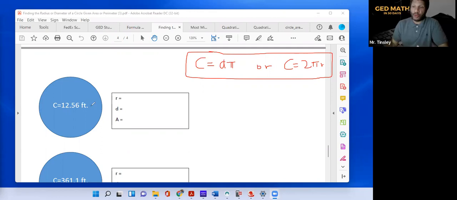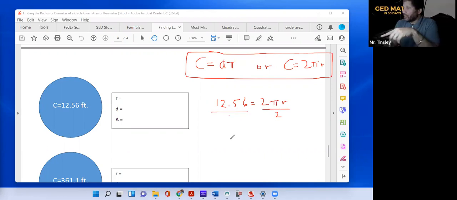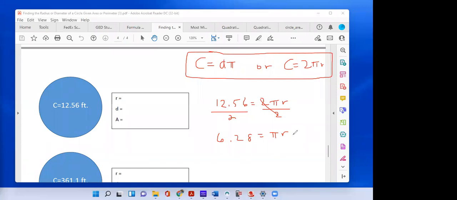So what she said was substitute 12.56 as the circumference. So 12.56 is equal to 2 pi r. Then she said divide by 2. So you divide by 2, right? You'll get 6.28 equals pi times r, since the 2's cancel. Did that give you your radius? Does it say r equals?